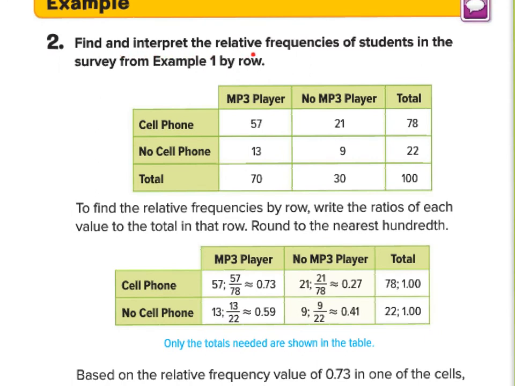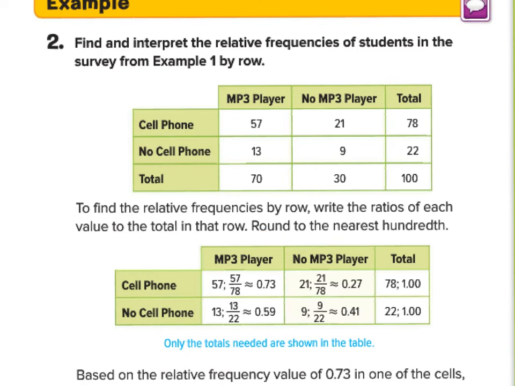Find and interpret the relative frequencies of students in the survey from example 1 by row. For example, we fill these out, right? And we have the cell phones, the no cell phones, the totals, the MP3 players, no MP3 players, and the total. To find the relative frequencies by row, write the ratios of each value to the total in the row, rounded to the nearest hundredth.